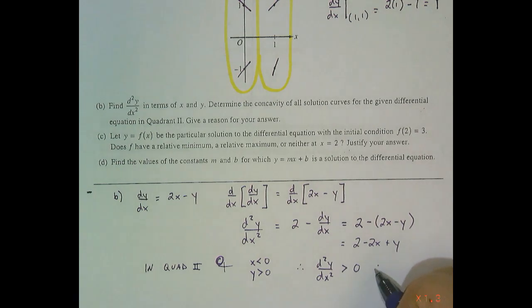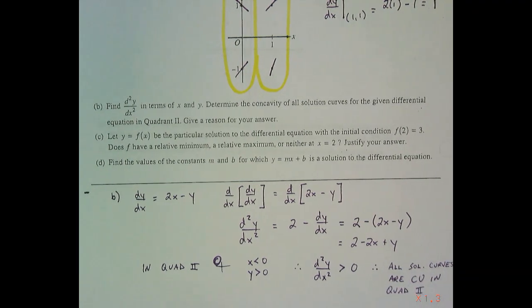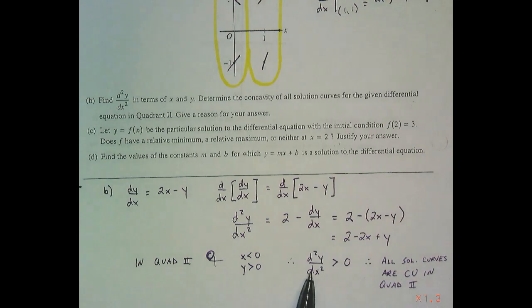Because the second derivative is positive, all solution curves are concave up in quadrant 2. Okay? So because the second derivative is positive, the curve is concave up.